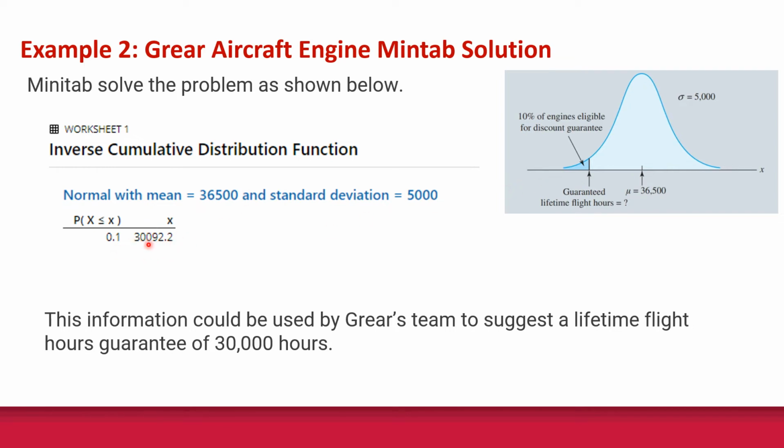So we get the answer of roughly 30,000 hours. It's a little bit more than that, 30,092.2 hours. So that's our flight hours. Using this information, Greer's team would probably round this off and suggest a lifetime flight hour guarantee of 30,000 hours, which will guarantee that no more than 10% are eligible. So that shows a very practical application of the normal distribution.